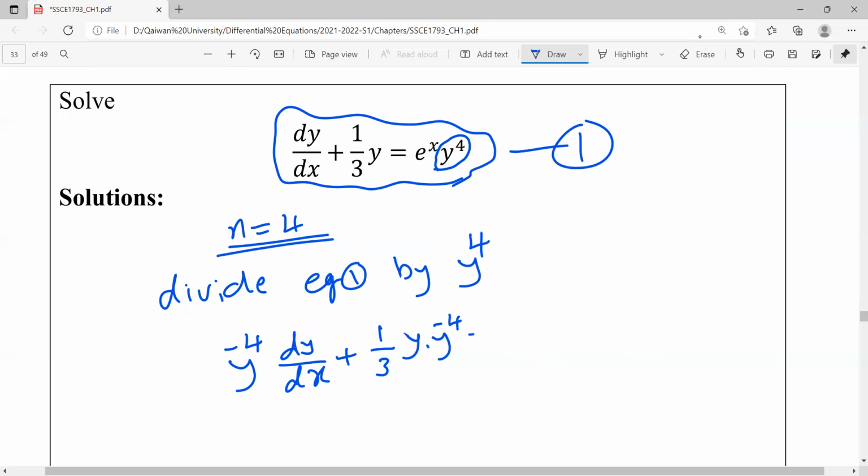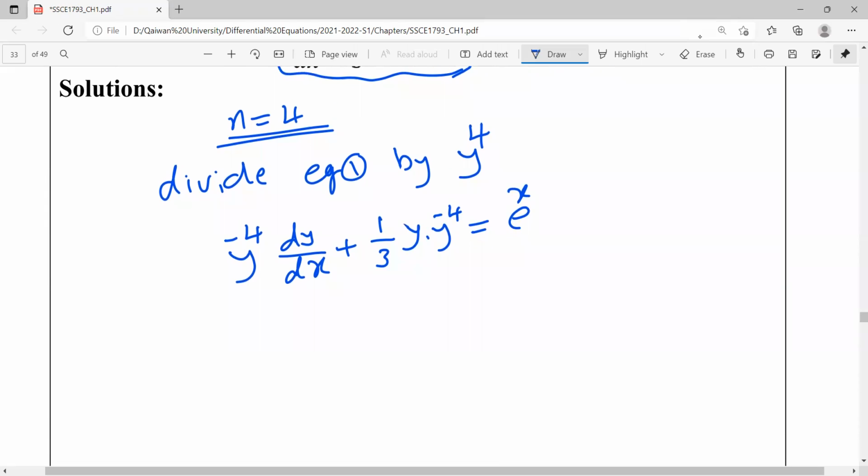Okay, equals e to the power x divided by y to the power 4. These two will cancel out, and we have only e to the power x on the right hand side. And now we do the substitution. We use the substitution. We said we let z be y to the power 1 minus n.